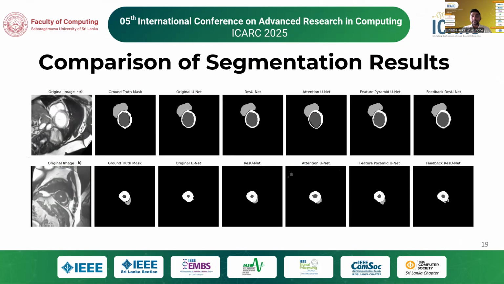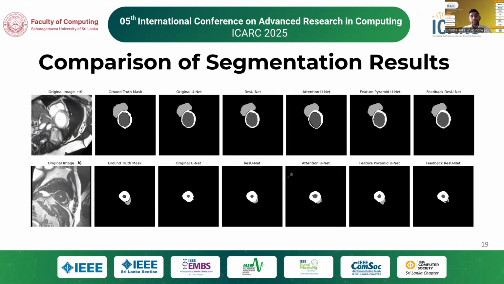The segmentation results in this figure illustrate the performance of the 5 unit variants on 2 sample cardiac MRI images. In the first image, all 5 models achieved satisfactory segmentation outcomes, though the attention unit slightly undersegmented the myocardium region compared to the other variants. The second image highlights smaller, well-separated cardiac structures, emphasizing the need for precise segmentation.